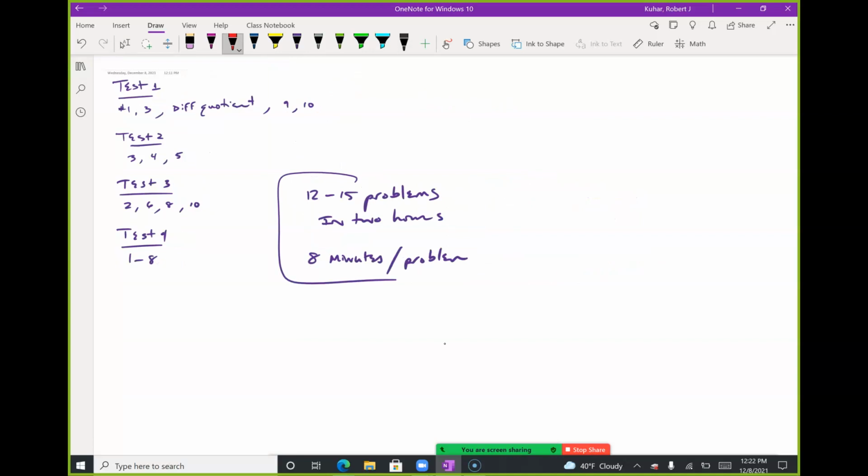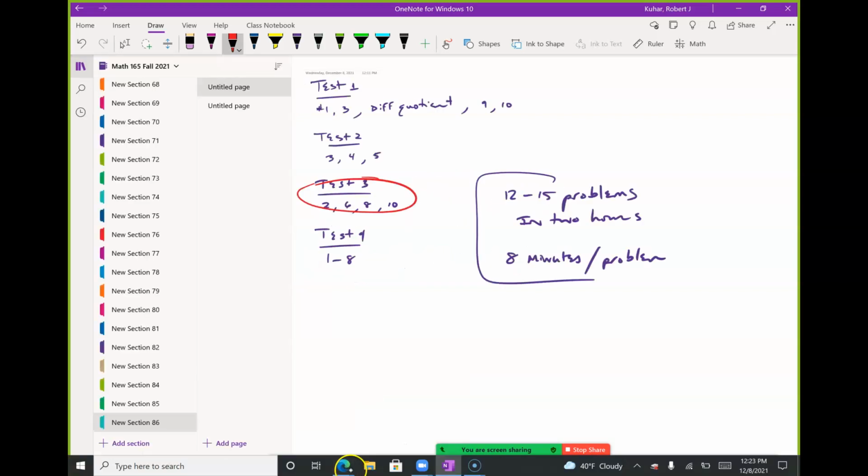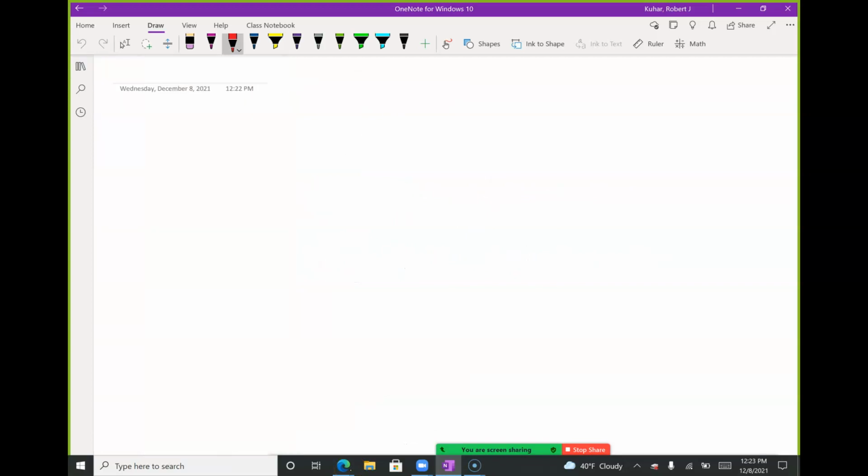I think test 3, there might be more that I want you to do, so we'll come back to that list in a second. Okay, so anyway, here's our first problem. This is test 1, number 1. I want you to find the sum of k equals 1 to 6 of 7k plus 3. Right?